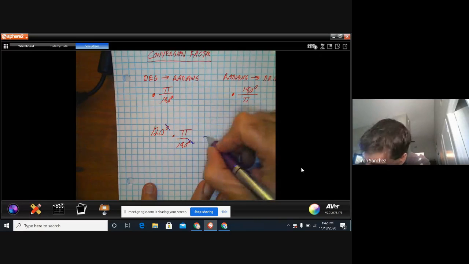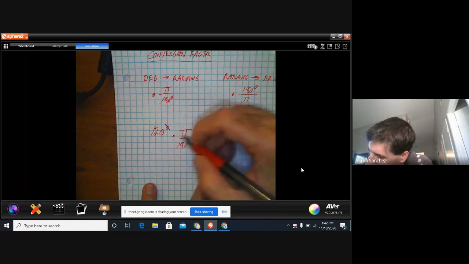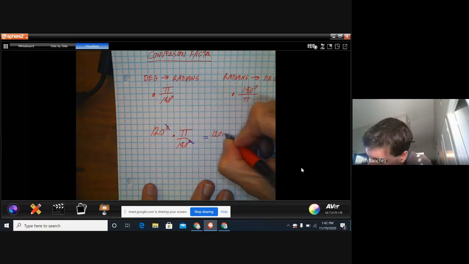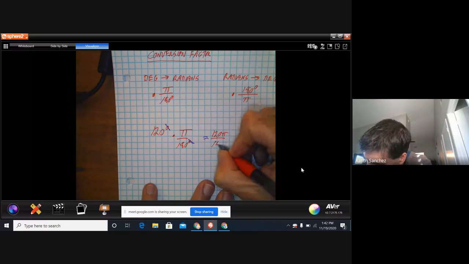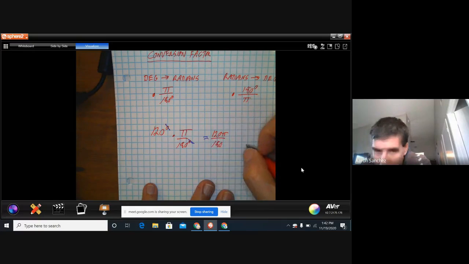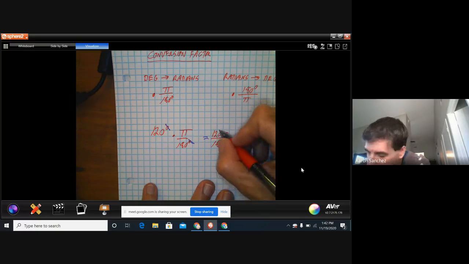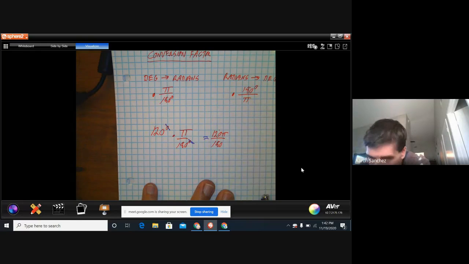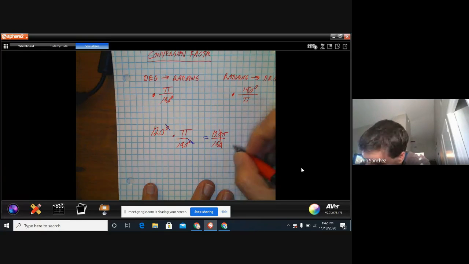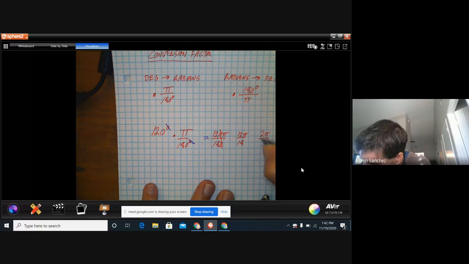And so my answer is going to be, watch, 120 times pi is 120 pi over 180. And then we just simplify. The zeros cancel out. 12 pi over 18. Both of these are divisible by 2, but they're also divisible by 6. So it's 2 pi over 3.